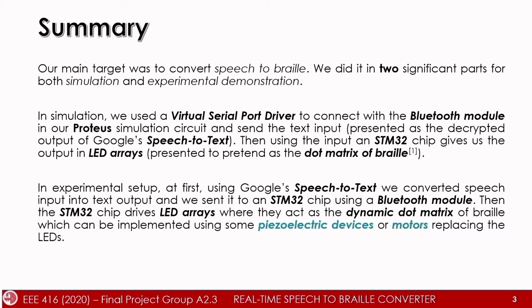In simulation, we used a virtual serial port driver to connect with the Bluetooth module in our circuit and send the text input, which was presented as the output of speech to text. The STM32 chip shows us the output in the LED dot matrix of Braille. In the experimental setup, we also use speech to text and it is sent to STM32 using a Bluetooth module. Then the chip drives LED arrays, which act as the dynamic dot matrix of Braille.